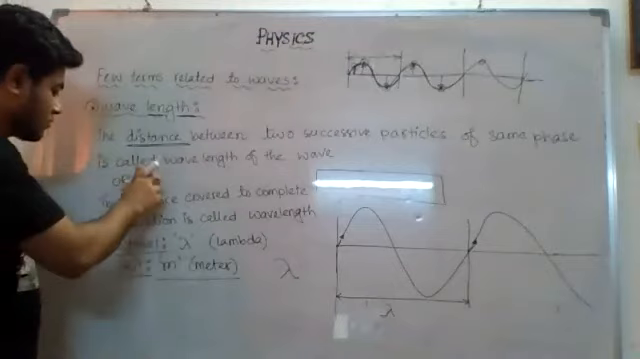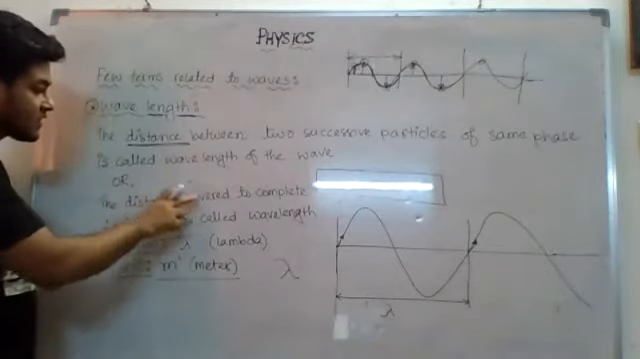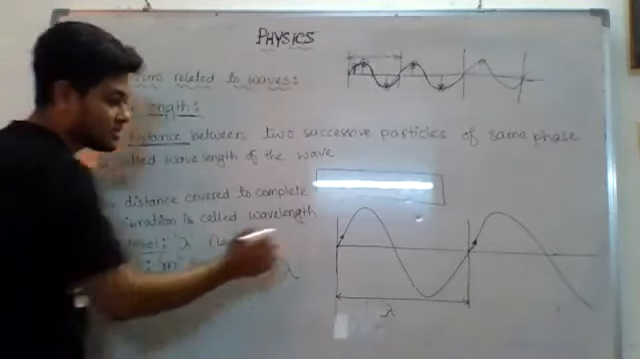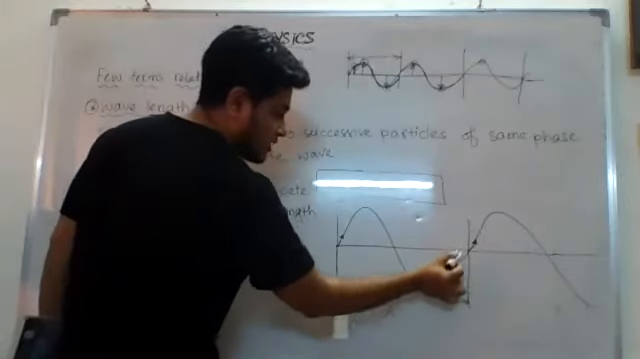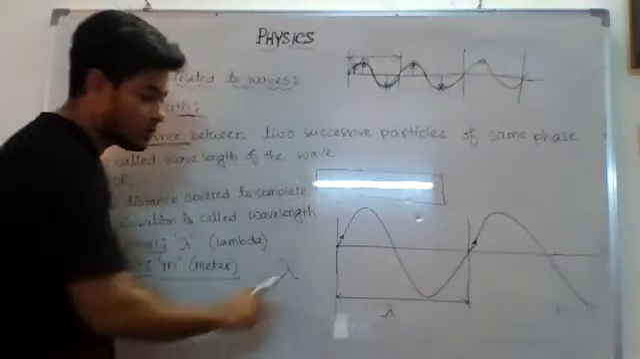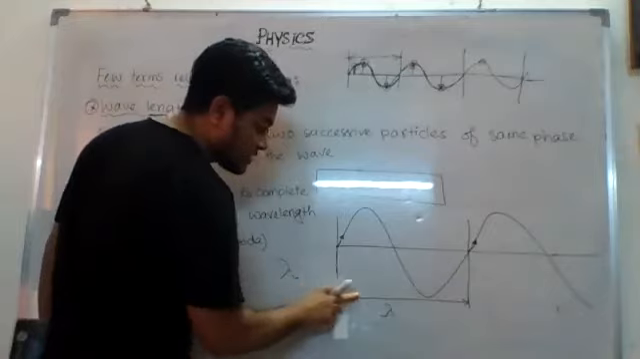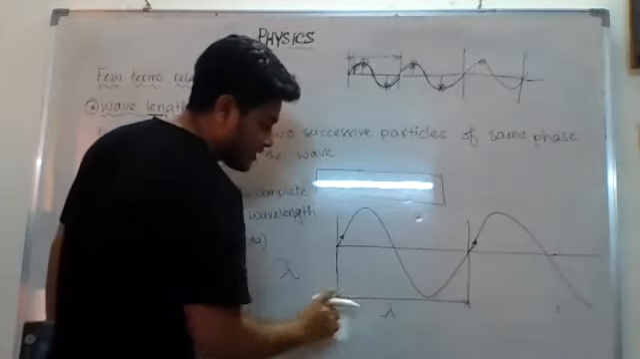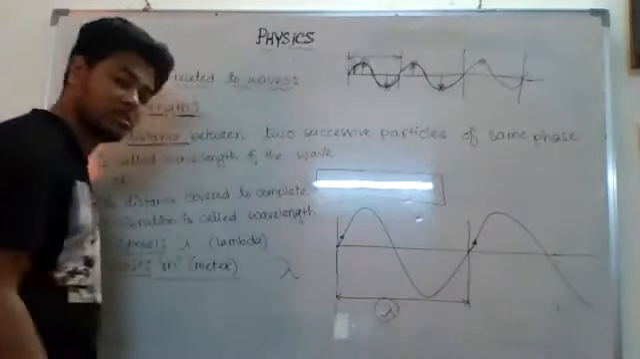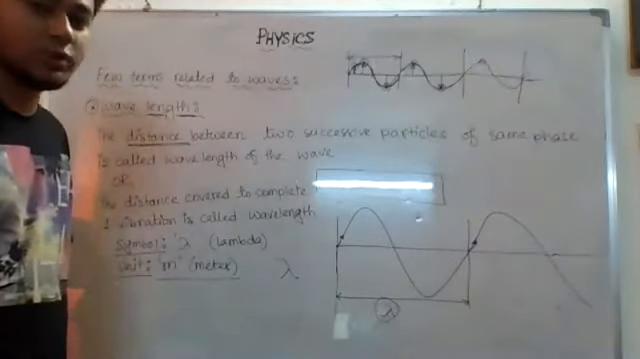Now, or I can say the distance covered to complete one vibration. See, here I am actually completing one vibration, right? So the distance that I'm covering to complete one vibration is called lambda. So I can put it in this way also.